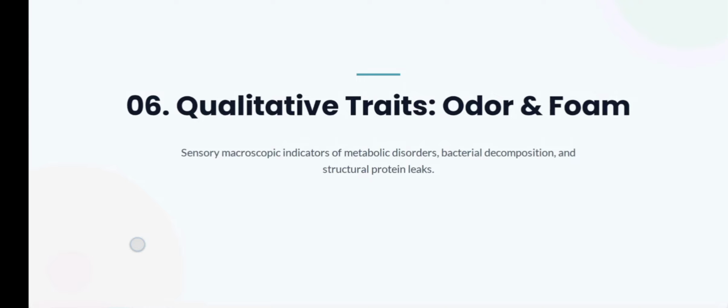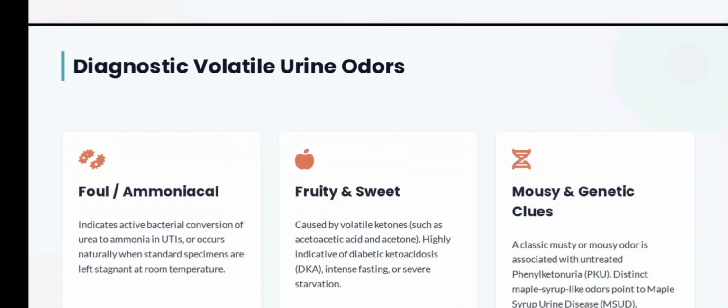Qualitative traits and odor and foam. Sensory and microscopic indicators of metabolic disorders, bacterial decomposition, and structural protein leaks. The odor and foam of urine can provide important clinical information. Abnormal odor that is persistent may indicate disease.